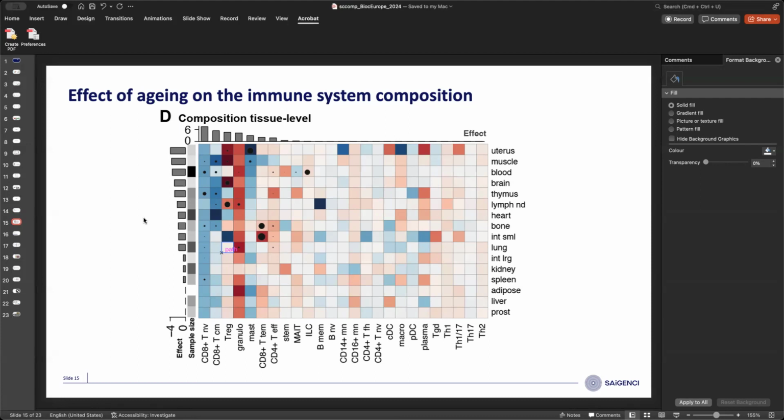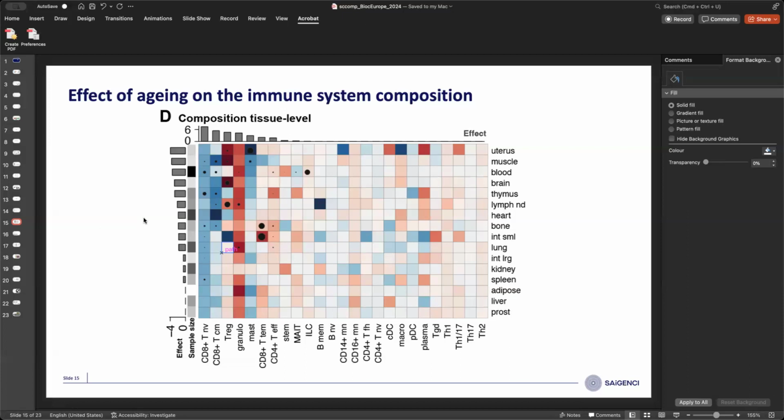One example that is not like this, so we don't have a global body effect, is T regulatory cells, and we show that the kind of dynamics is very local, organ dependent. As you can see, they increase in brain and muscle, for example, but tend to decrease in lung, small intestine, if I remember, yes, and heart. So that's an example of how having a hierarchical model is quite useful.